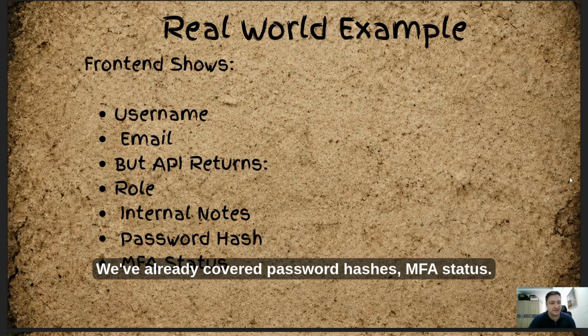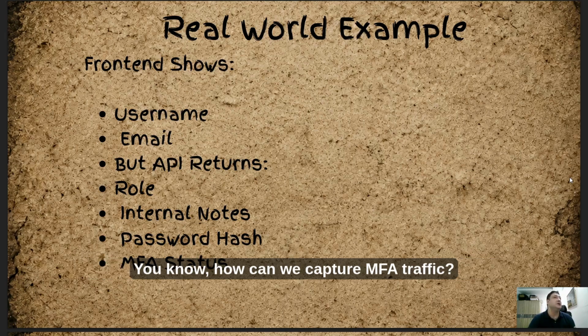We've already covered password hashes. MFA status, this is important because maybe we can figure out what kind of MFA tokens they use, how can we capture MFA traffic, stuff like this. So the more information that the attacker knows, the more that they can possibly win, right?